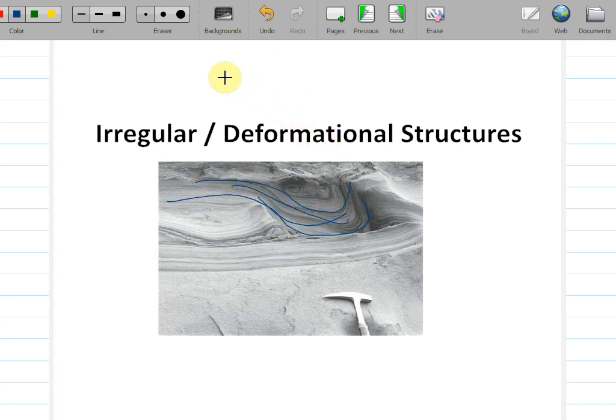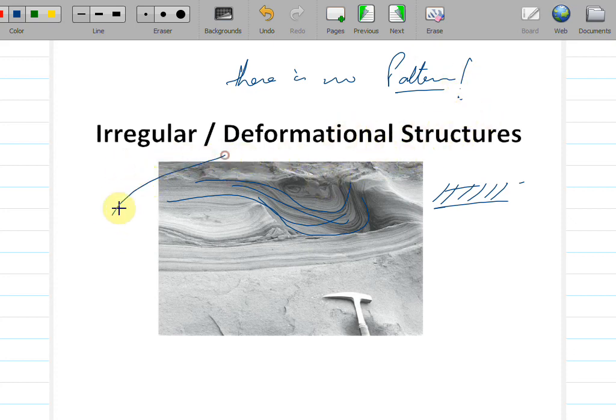It means there is no पैटर्न. ओके, तो पैटर्न यहाँ पे आपको देखने को नहीं मिलेगा. फॉर एग्जांपल, जैसे क्रॉस बेडिंग में यू आर गेटिंग सम टाइप ऑफ डेफिनेट पैटर्न लाइक दिस. In these irregular or deformation structures, you will not get any pattern. Okay, and you can also say that deformation structures are a type of post-depositional structures.